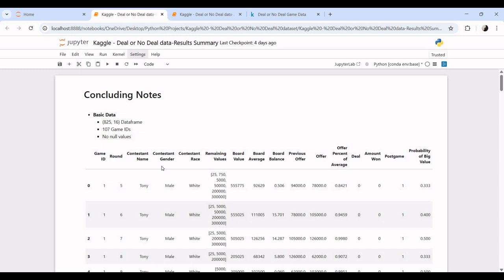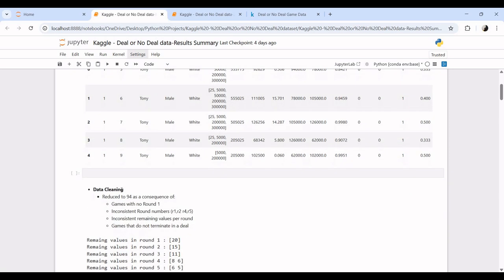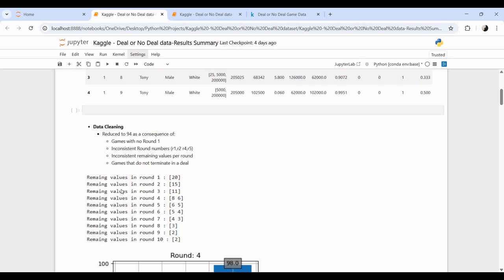So the basic data: we had a data frame with 825 rows by 16 columns. We had 107 unique games, or unique game IDs, and no null values, so no blank cells. That was good. And then we had quite a lot of data cleaning to do.